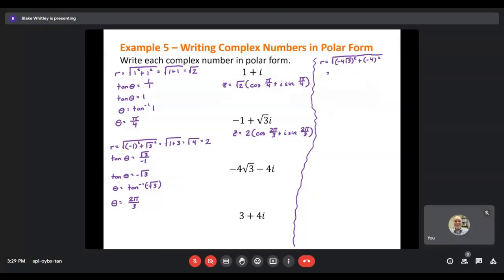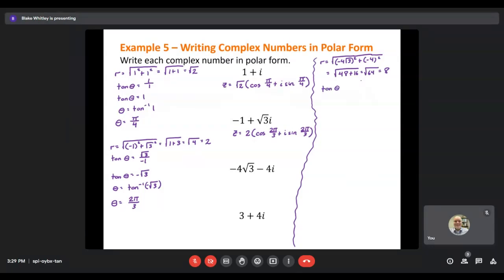Now, if I square those, -4 square root of 3 becomes 16 times 3, that's 48. So we get the square root of 48 plus -4 squared, which is 16. That's going to give us the square root of 64. And the square root of 64 is 8. And now we find our theta value.